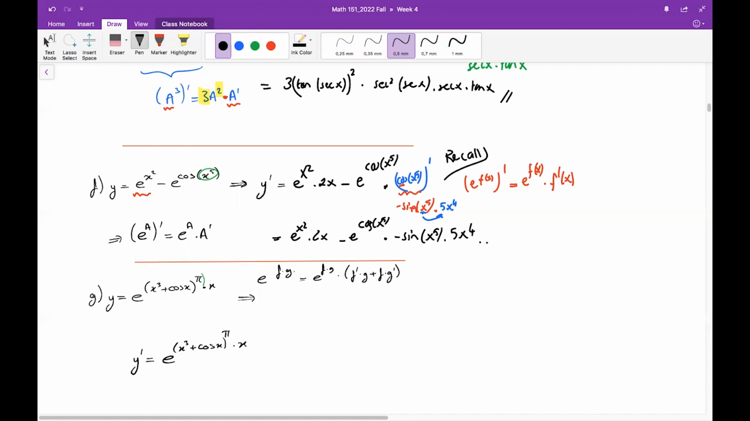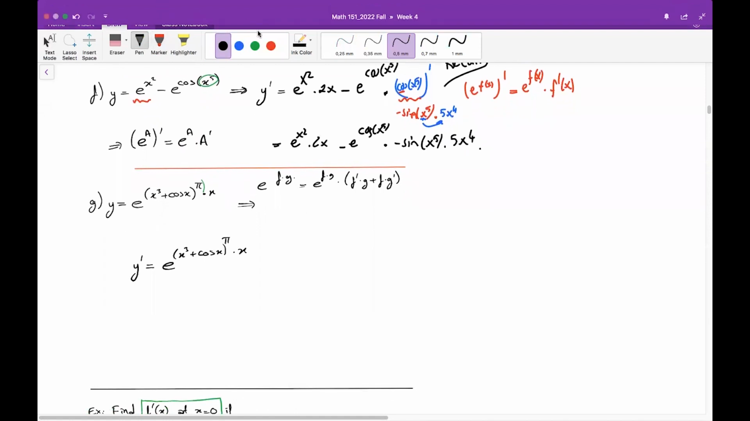So let's move on with the next example. Okay, e to the power something, and this something consists of a product function now. This function is in the form e to the power f times g. That's why, while taking the derivative of the power part, you need to apply the product rule, because the power consists of a product of two functions.